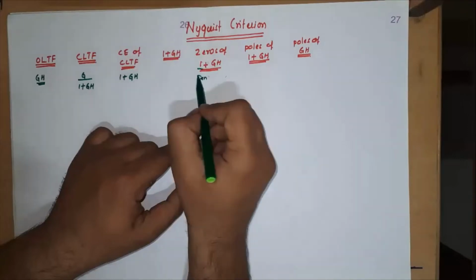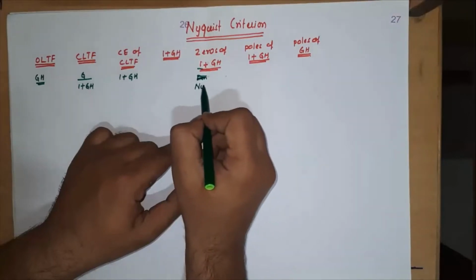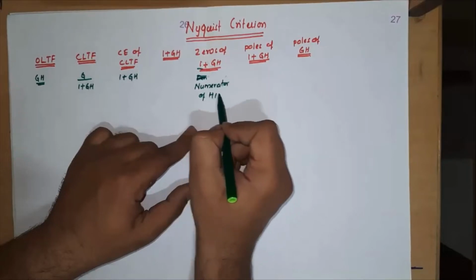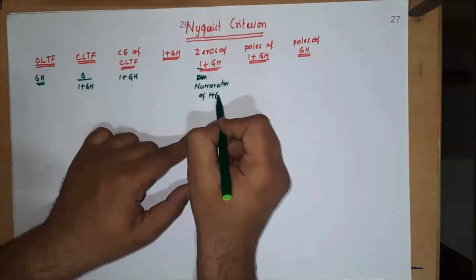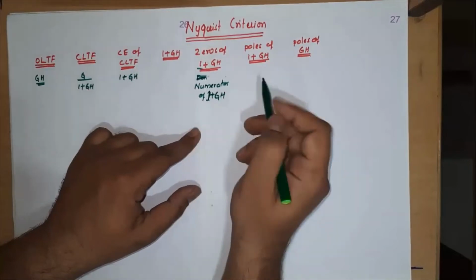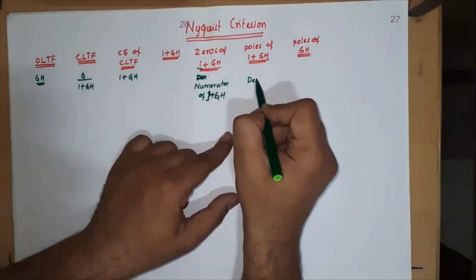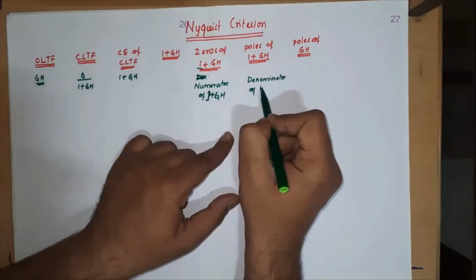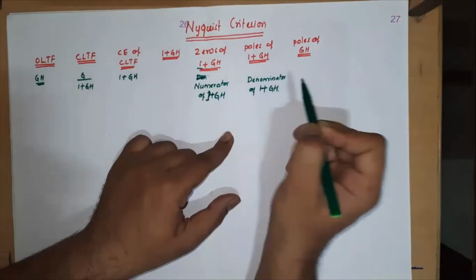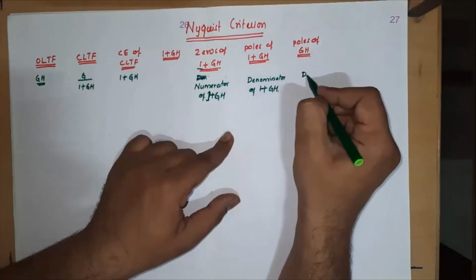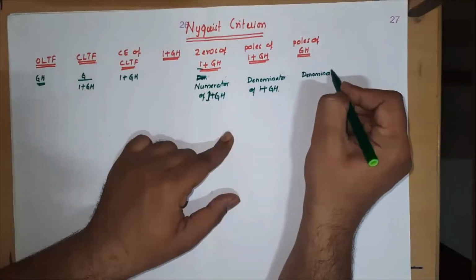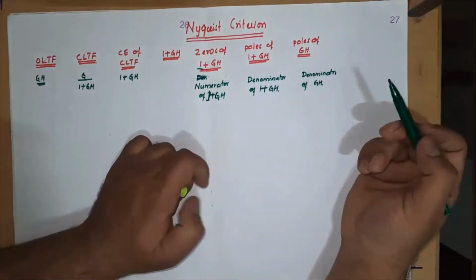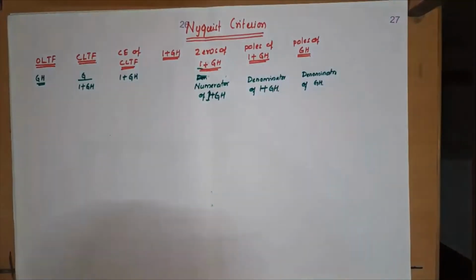Characteristic equation is 1 plus GH. Then what is meant by zeros of 1 plus GH? Zeros of 1 plus GH is nothing but the roots of the numerator of 1 plus GH. Because we already know zeros means numerator, and poles of 1 plus GH means it is obviously the roots of the denominator of 1 plus GH. And poles of GH means it is the denominator roots of GH. So that is very much clear.